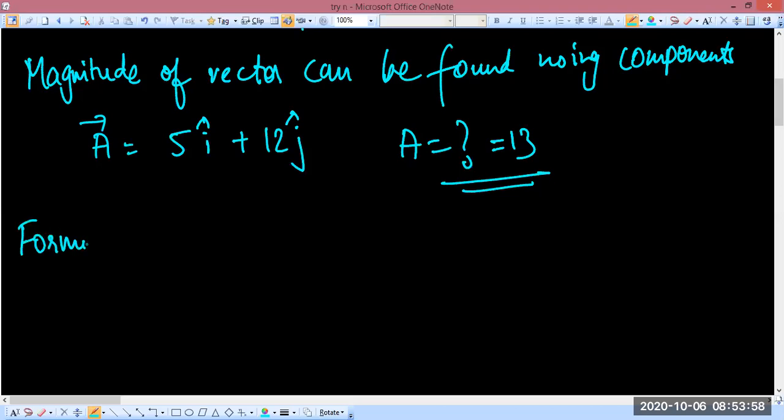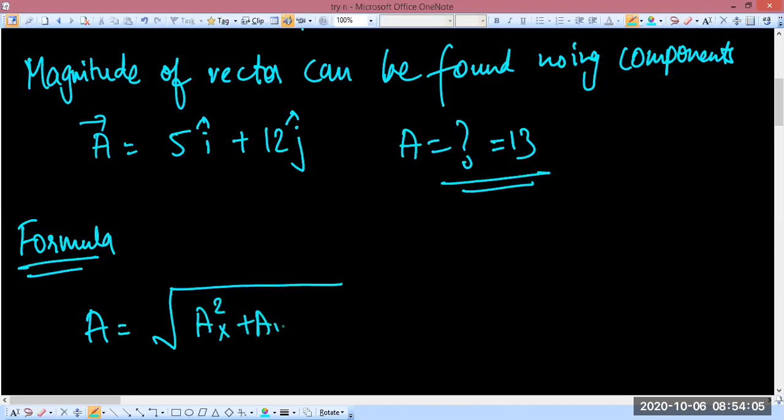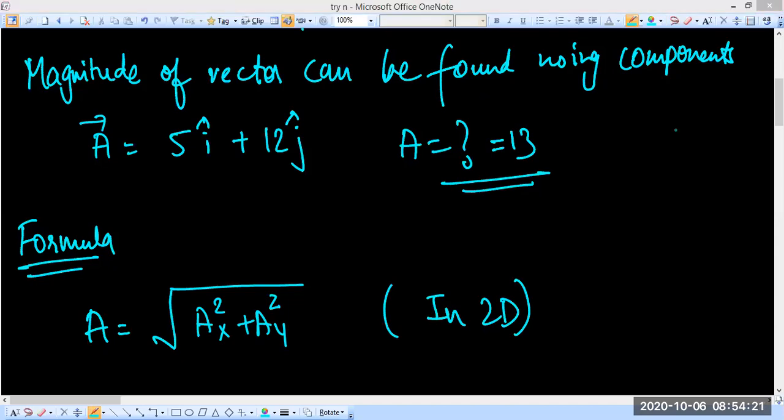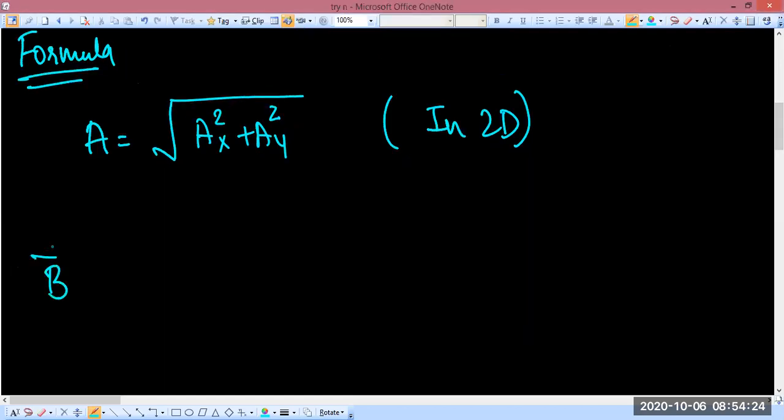Okay, so here is a formula. Clear? Is this formula clear? Is this formula clear, everyone? Okay. Right. Can you find magnitude of this vector?